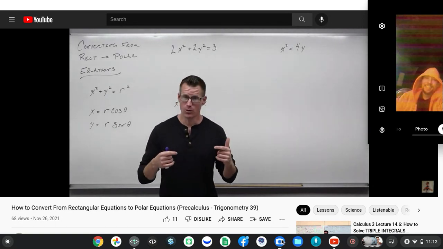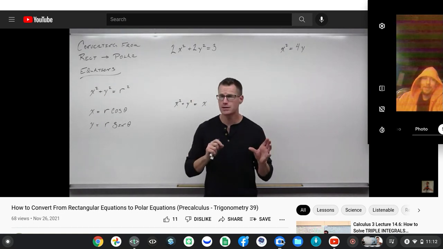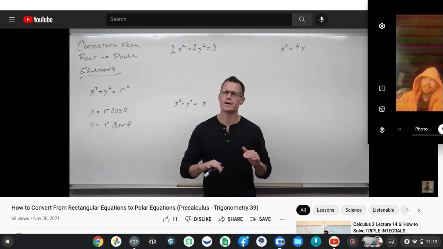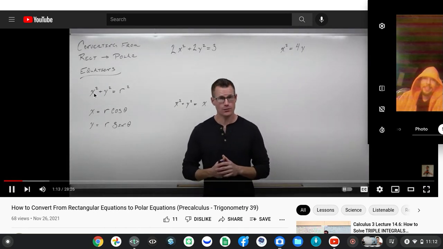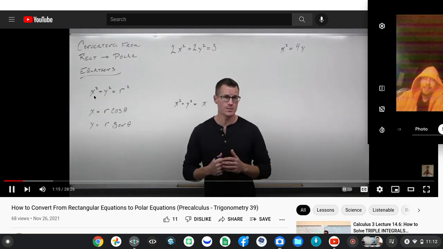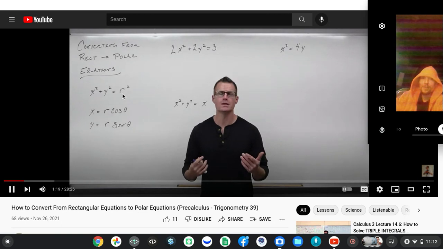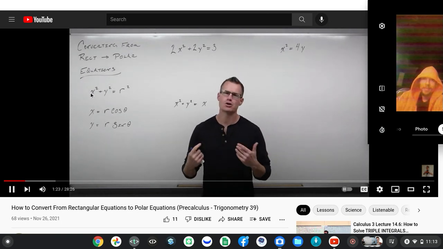Now, why we might want to do that is because sometimes graphing with x's and y's in rectangular coordinates is very nice. It works extremely well for functions of x and y. But for things that aren't functions, like circles, ellipses, other types of curves, like cardioids, they can be easier to graph using polar equations. So I need to show you how to convert that.